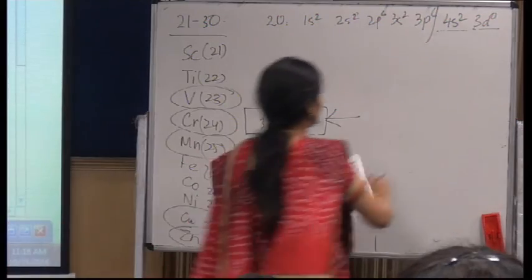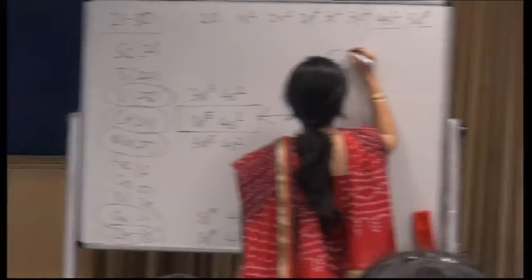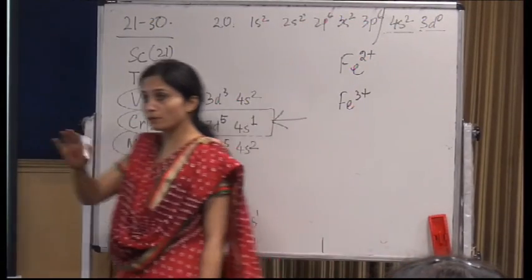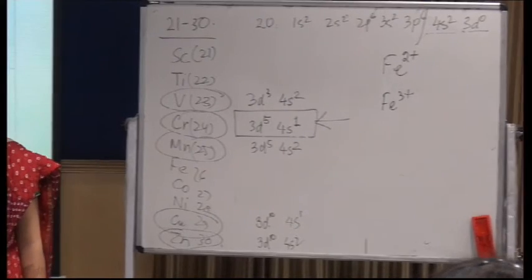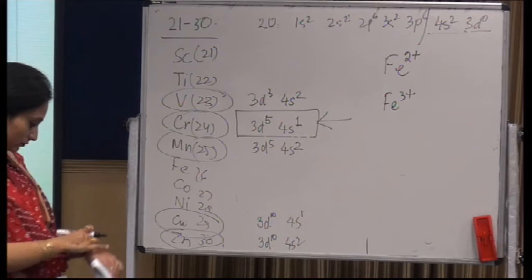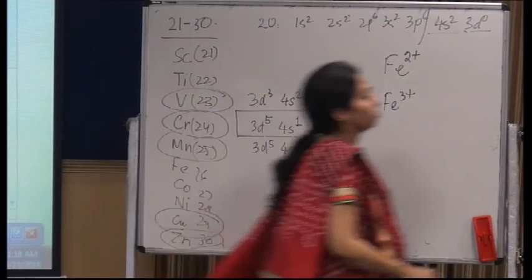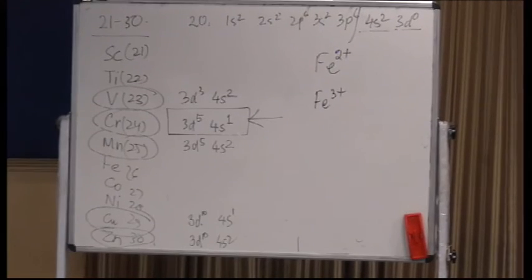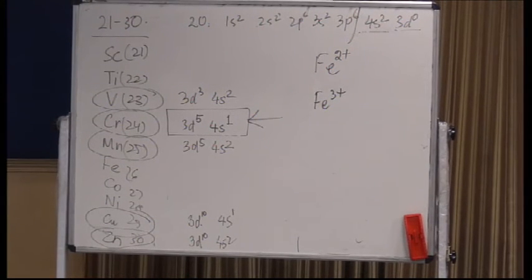Now do the electronic configuration for Fe2 plus and Fe3 plus. Remember 2 plus means 2 electrons have to be given away. First write Fe. Do it. What will Fe be? 3D6 4S2. So what will be Fe2 plus? 3D5 4S1. It will be 3D5 4S.